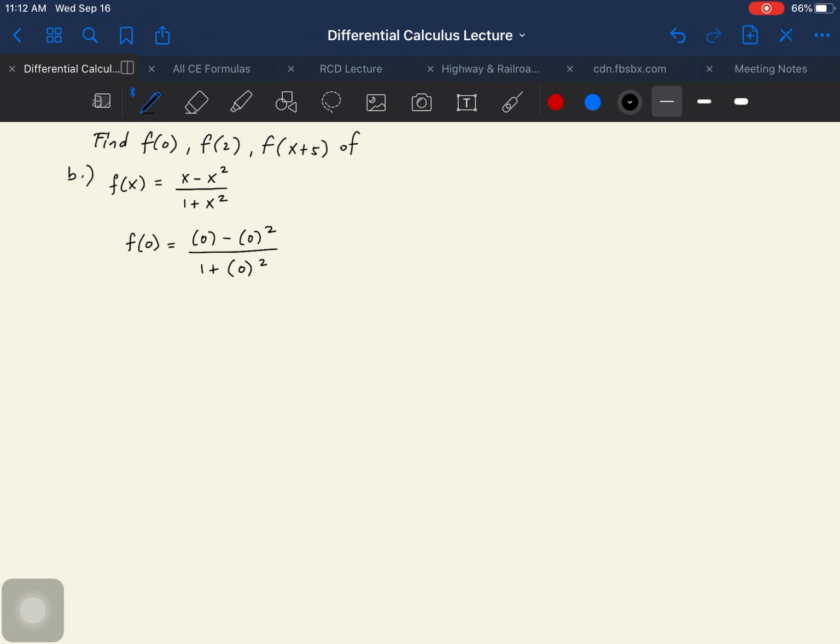So we have there nothing over 1. So the answer here is 0, right? 0 divided by 1 is 0. You divide nothing with 1, it's still nothing, okay? So we have there, the second one is f of 2.